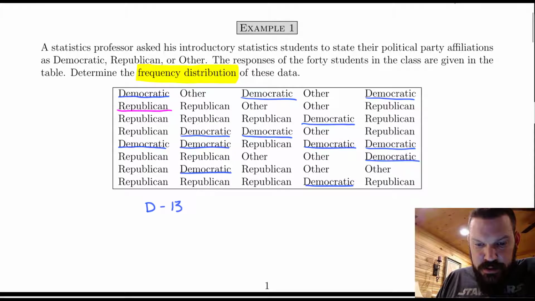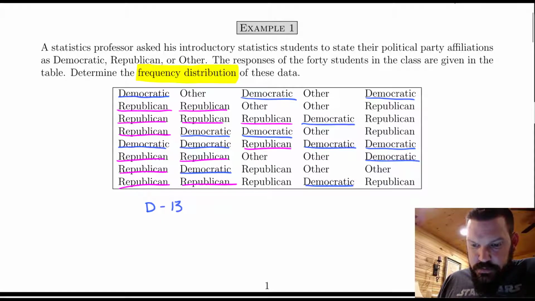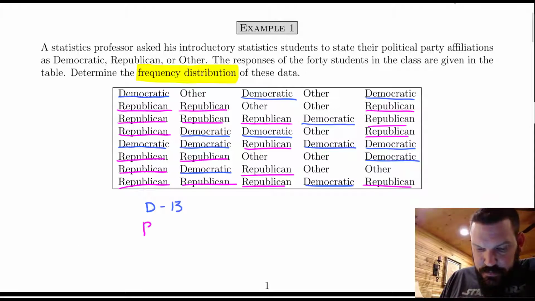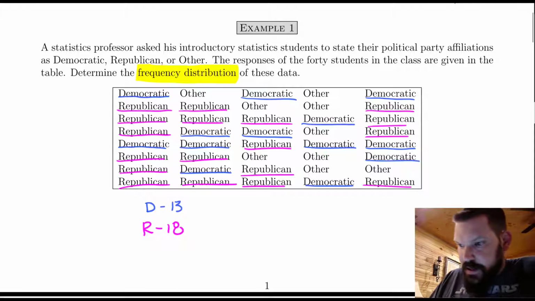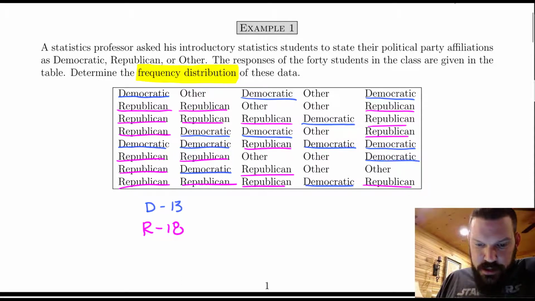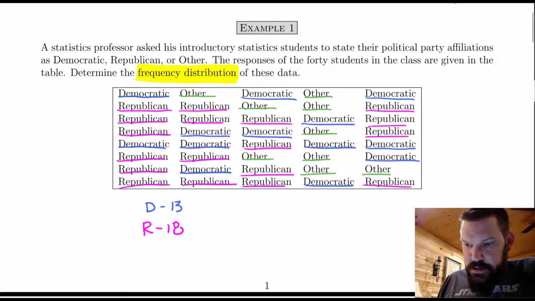Republican will be pink, so 1, 2, 3, 4, 5, 6, 8, 9, 10, 12, 13, 14, 15, 16, 17, 18. And other we will do in green. 1, 2, 3, 4, 5, 6, 9, and that looks to be 9.